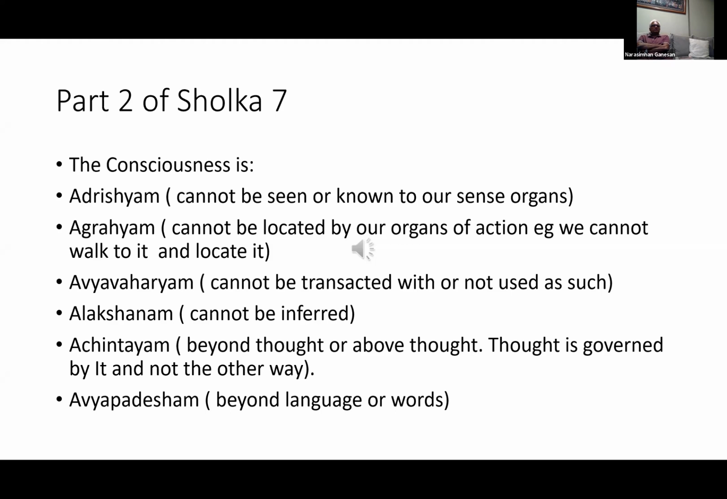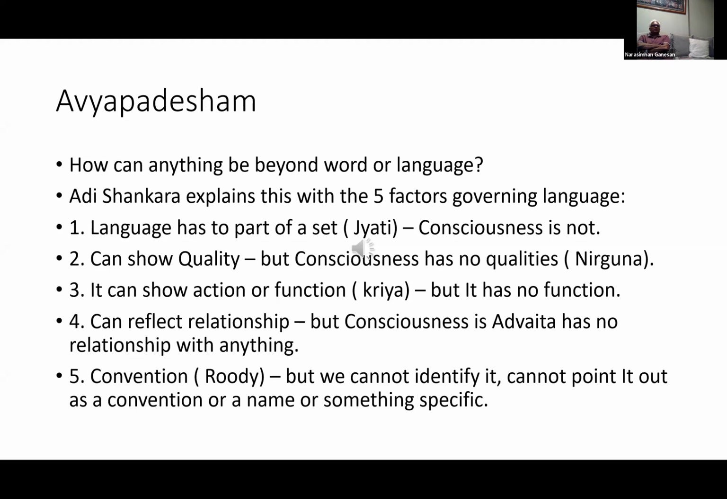Avyapadesham, that is, it is beyond language and words. How can anything be beyond words or language? Adi Shankara explains this by showing the 5 factors which govern language. Number 1, language has to be part of a set, and consciousness is not forming part of any set. A language can describe the quality of something, whereas consciousness has no quality, it is nirguna.